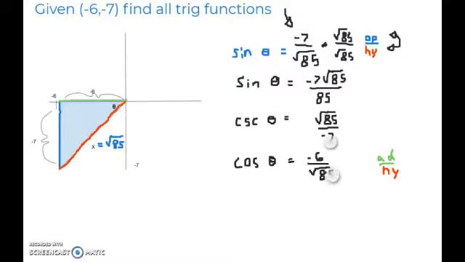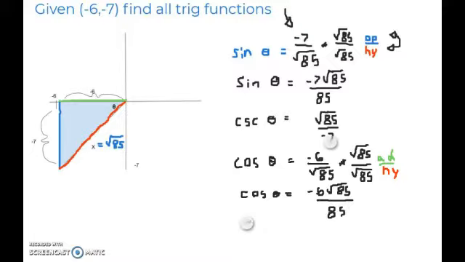In order to get the square root out of the denominator, you have to multiply it by the square root of 85 over 85. And that's to get the square root out of the denominator. So eventually you get a final answer for cosine of theta. Cosine of theta would equal negative 6 square root of 85 over 85.